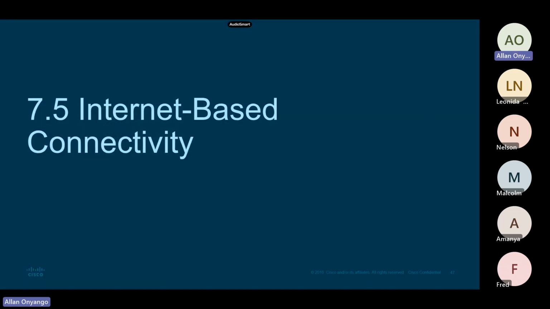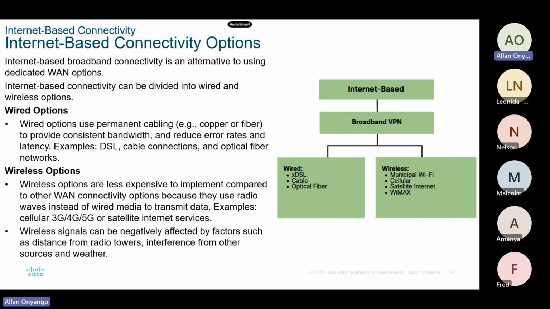Now, for the internet-based connectivity options, we have either wired or wireless. The wired options use permanent cabling like copper or fiber optic to provide very consistent bandwidth and, of course, reduce errors and latency within the network. Fiber optic cable connections and DSL can be a very good example. The wireless options are always less expensive because you implement them using just radio waves instead of a wired medium, okay? And so we have things like the third generation network, fourth generation, 4G, and now 5G, including the satellite internet connectivity options, okay?